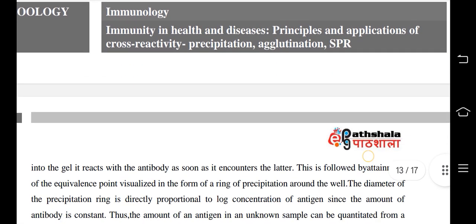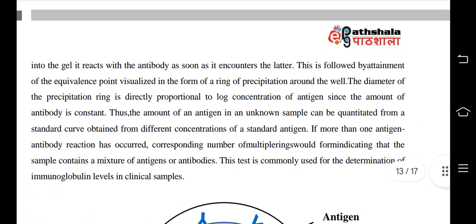When the antigen diffuses into the gel, it reacts with antibody as soon as it encounters the latter. This is followed by attainment of the equivalence point, visualized in the form of a ring of precipitation around the well. The diameter of the precipitation ring is directly proportional to the log concentration of antigen, since the amount of antibody is constant. Thus, the amount of an antigen in an unknown sample can be quantitated from a standard curve obtained from different concentrations of a standard antigen.